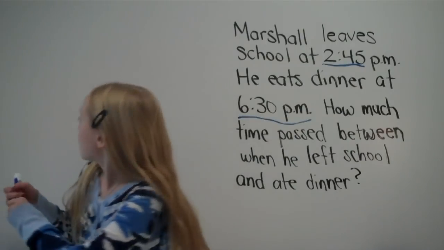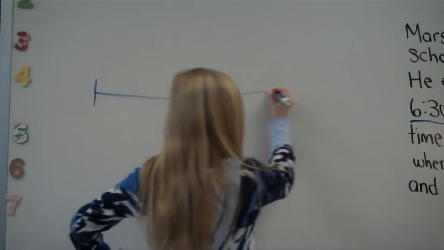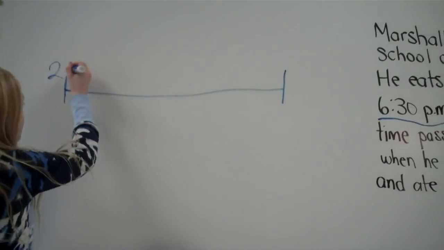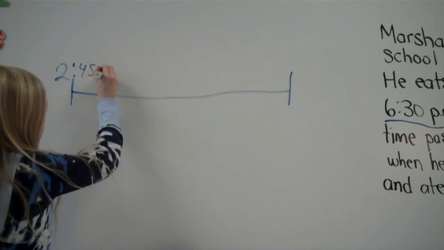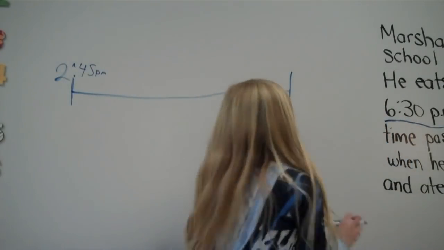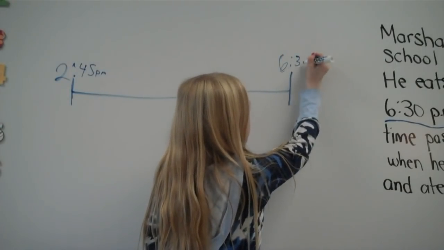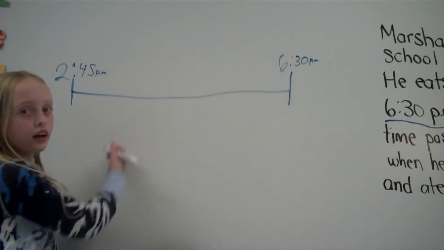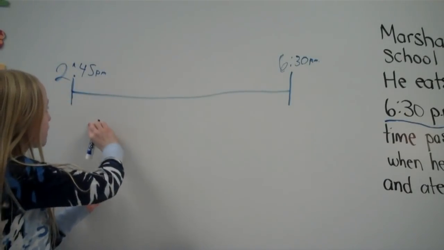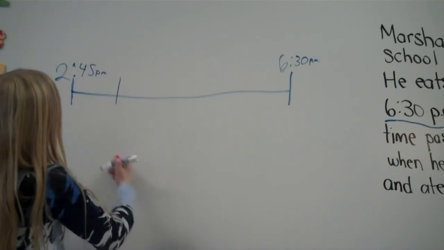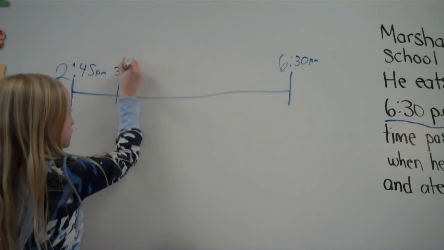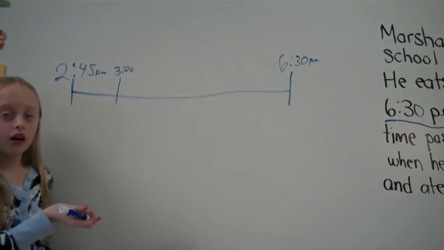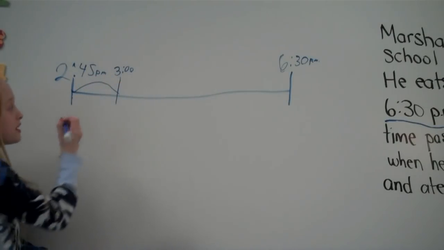Then we have to make a number line with this. We take the starting time and put it at the beginning. Then we take the ending time and put it at the end. Now we have to find out how many minutes between 2:45 and the next hour. So the next hour is 3 o'clock. So then we have to find out what period of time goes in between 2:45 and 3 o'clock. And that is 15 minutes.